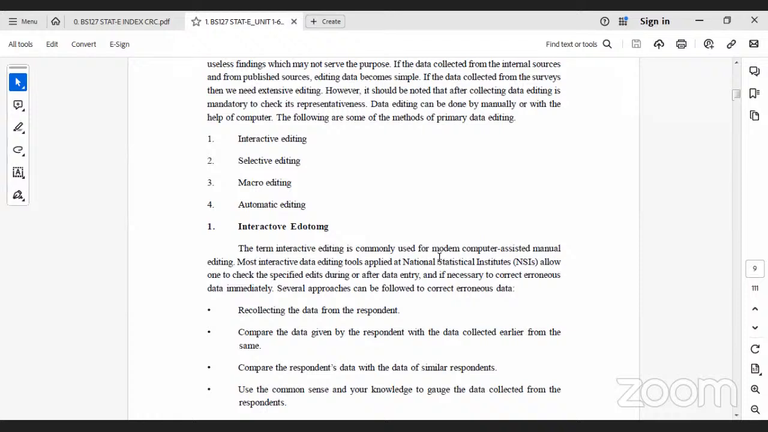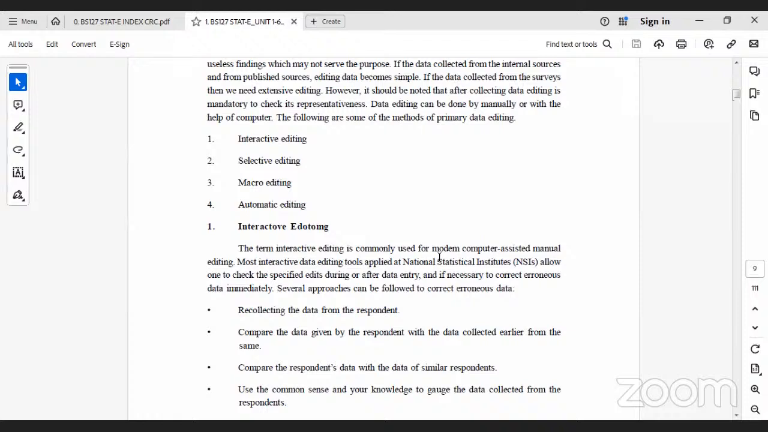The term interactive editing is commonly used in modern computer-assisted editing. Most interactive data editing tools applied in national statistical exercises allow one to check specified edits during or after data entry and, if necessary, to correct errors in the data immediately. Several approaches can be followed to correct erroneous data. Recollecting the data from the respondent, we take it from the respondent again. Compare the data given by the respondent with the data collected earlier from the same respondent; we check whether what was given then and now is the same.